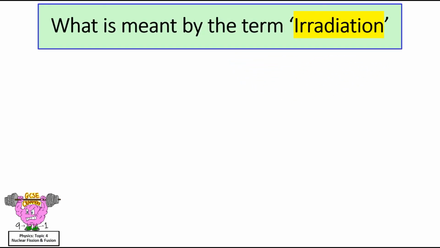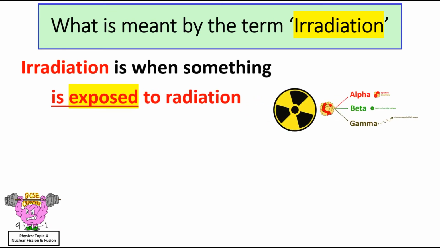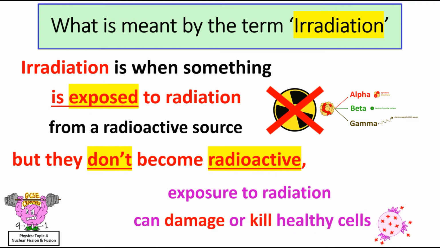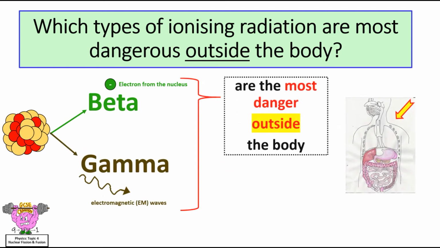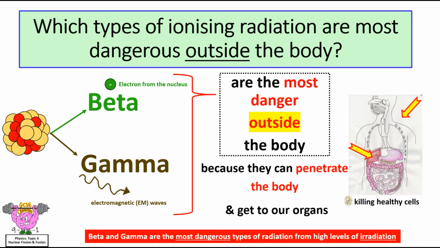What is meant by the term irradiation? Irradiation is when something is exposed to radiation from a radioactive source, but they don't become radioactive. Exposure to radiation can damage or kill healthy cells. Which types of ionising radiation are most dangerous outside the body? Beta and gamma rays are the most dangerous outside the body because they can penetrate the body and get to our organs, killing healthy cells. Beta and gamma are the most dangerous types of radiation from high levels of irradiation exposure.